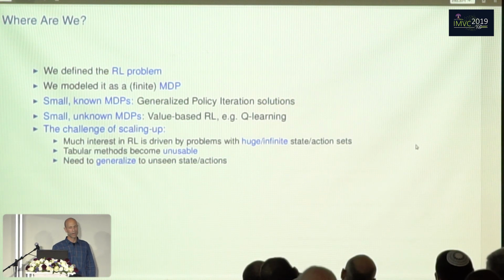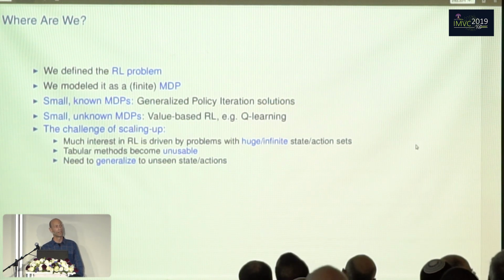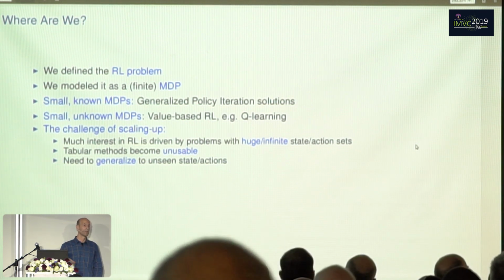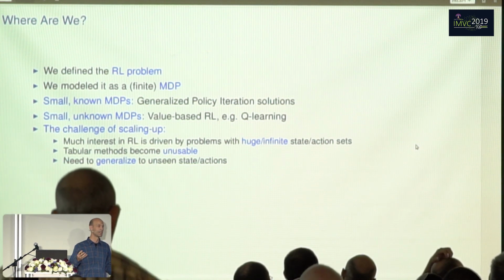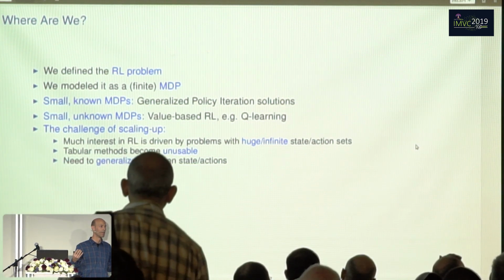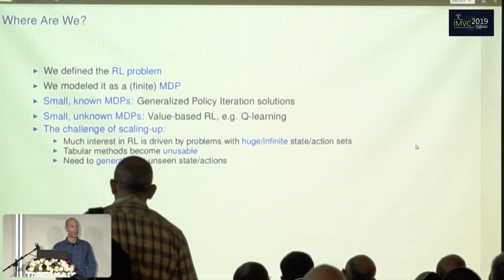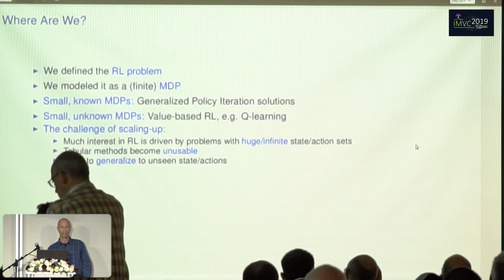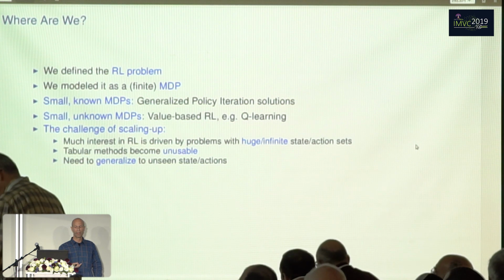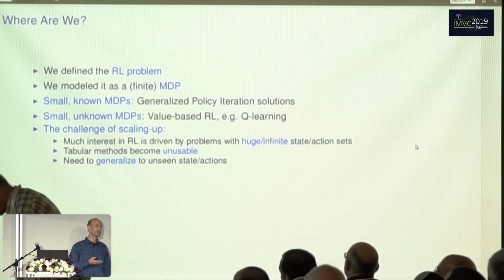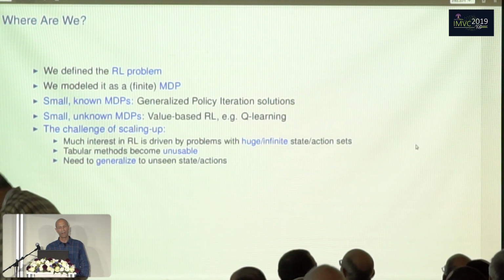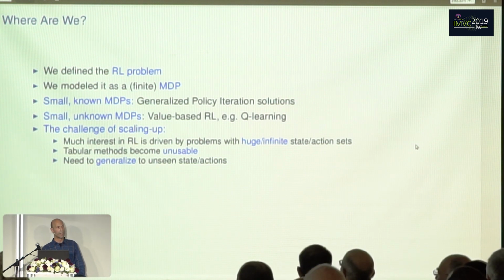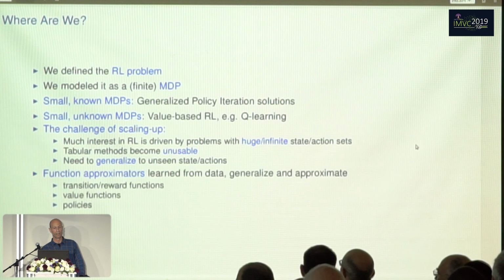Much of the interest in RL comes from problems with huge or even infinite state spaces. You can think of autonomous driving, for example. You have an infinite number of states. You can think of just a description of the environment around the driver in a continuous multidimensional space. So in these cases, tabular methods become unusable. It is impossible to maintain a table with an infinite number of states in memory. Therefore, we need to be able to generalize to unseen states and actions.